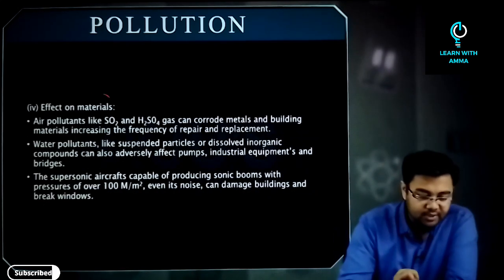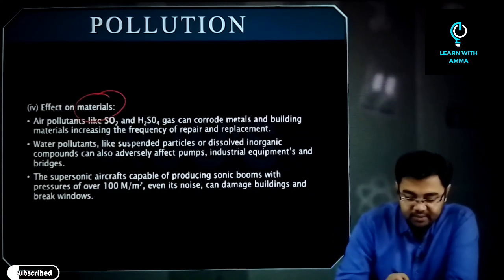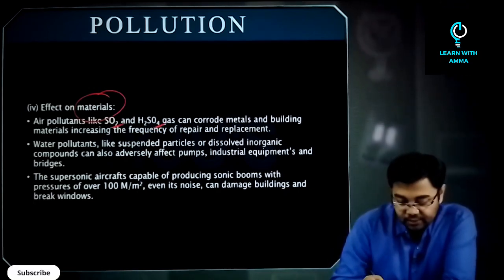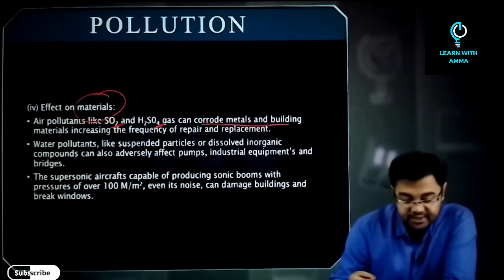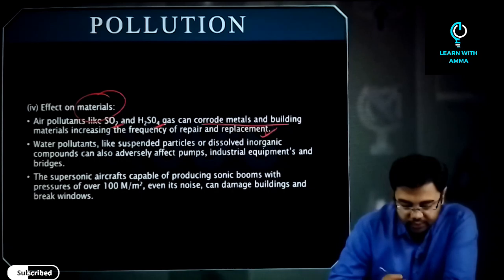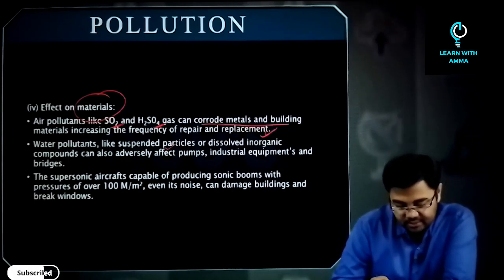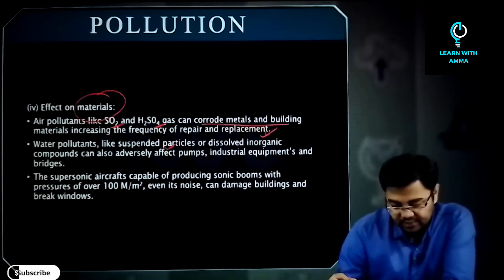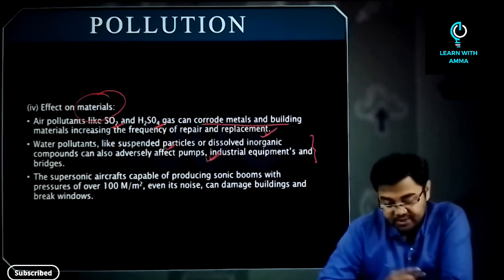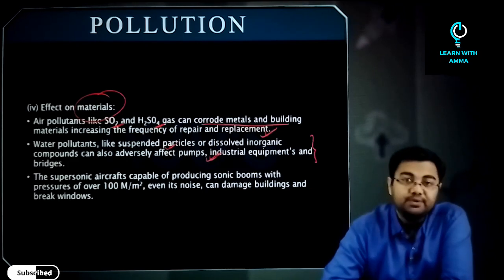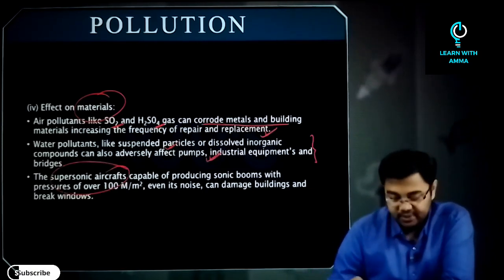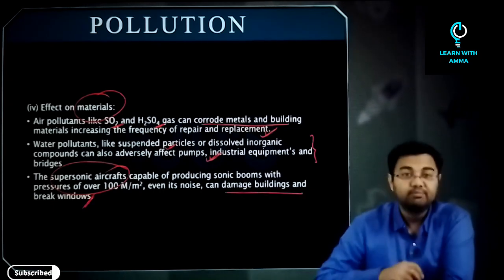If you talk about the effect on materials, then pollutants like sulfur dioxide or sulfuric acid can corrode metals and building materials, increasing the frequency of repair and replacement. Water pollutants such as suspended particles or dissolved inorganic compounds can also adversely affect pumps, industrial equipment, and bridges. And even the noise from a supersonic aircraft can damage buildings and break windows.